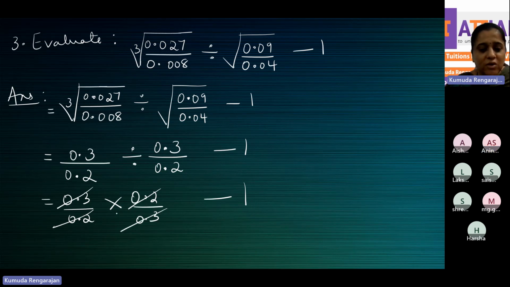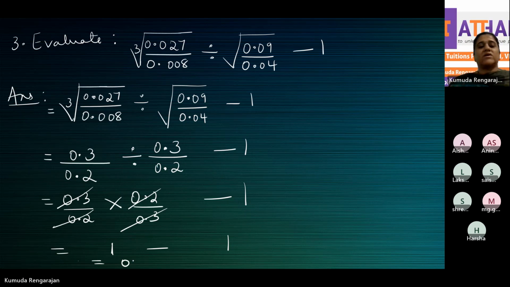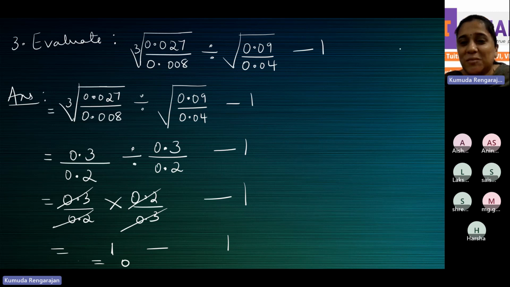So what is remaining here? 1 minus 1. The answer is 0. 1 minus 1, the answer is 0. So the value of this expression is 0.